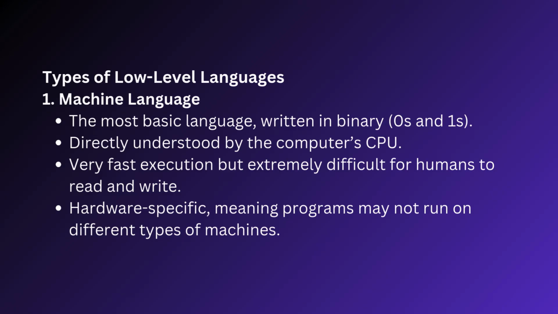Types of low-level languages. 1. Machine language. The most basic language, written in binary, zeros and ones. Directly understood by the computer's CPU. Very fast execution but extremely difficult for humans to read and write. Hardware specific, meaning programs may not run on different types of machines.